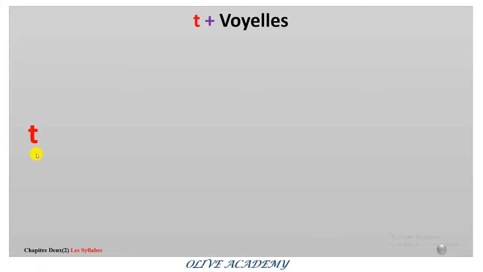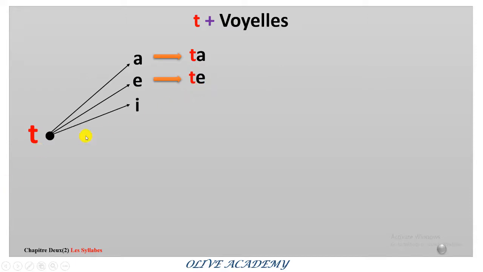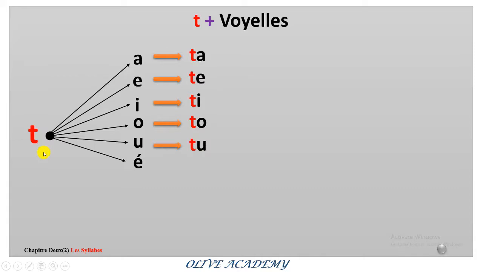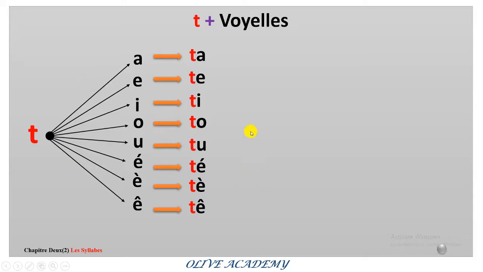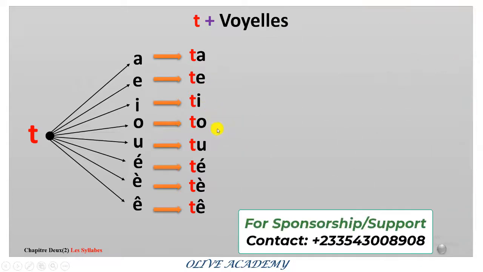The sound of T is T. T, A, Ta. T, E, Te. I, Ti. O, To. Ui, Tui. E, Te. Nous avons, we have, ta, te, ti, to, tui, te.